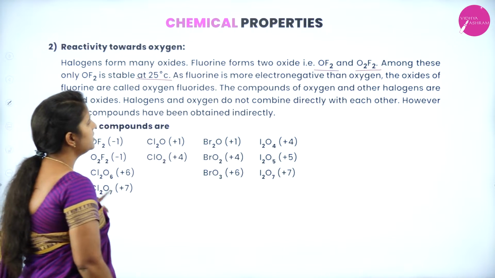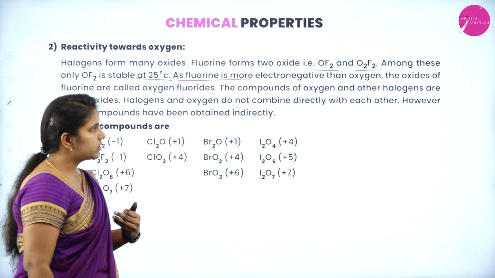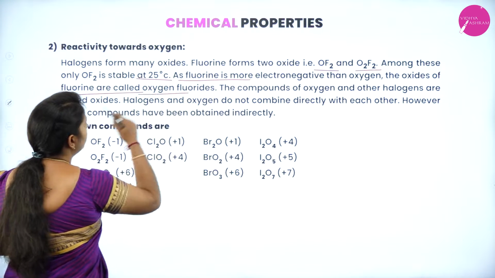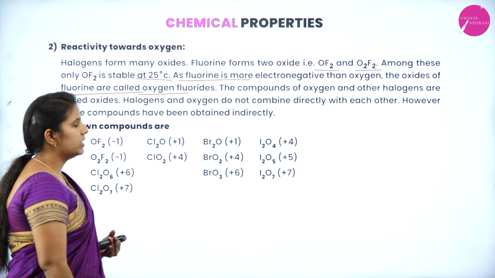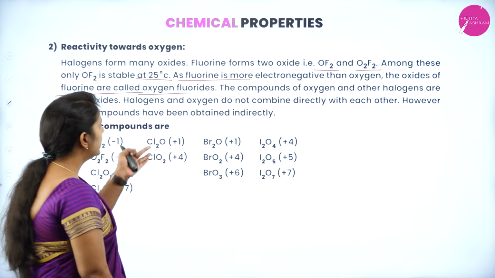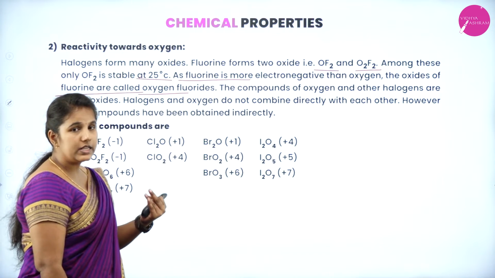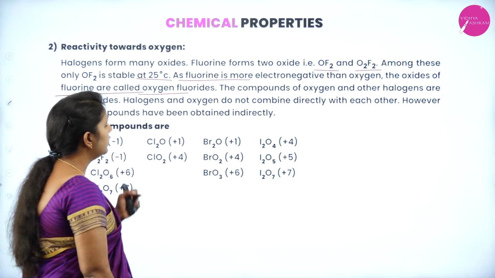That is mainly because as the fluorine is more electronegative than the oxygen, the oxides of the fluorines form a more stable compound than that of the oxygen fluorides. That is why it is named as oxygen fluorides. It is named as what? Oxygen fluoride, not as oxygen fluorine.